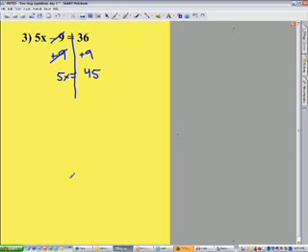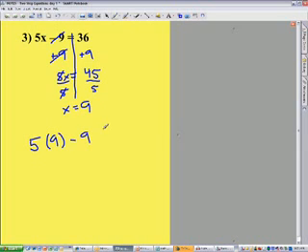Now, what's my opposite operation, Deja? Divide. What am I dividing both sides by? Yeah. Remember, our goal is to get x all by itself, so we have x equal to 45 divided by 5, which is 9. Check my work. 5 times 9 minus 9 should equal 36. 5 times 9 is 45. 45 minus 9 is 36. That checks out.